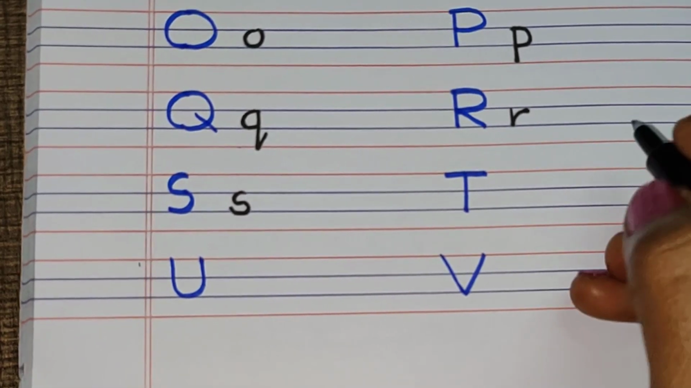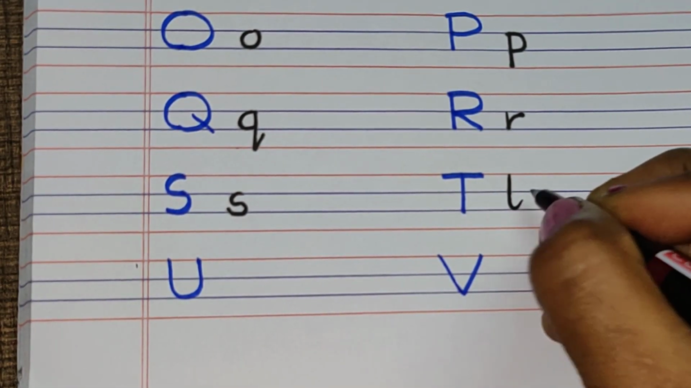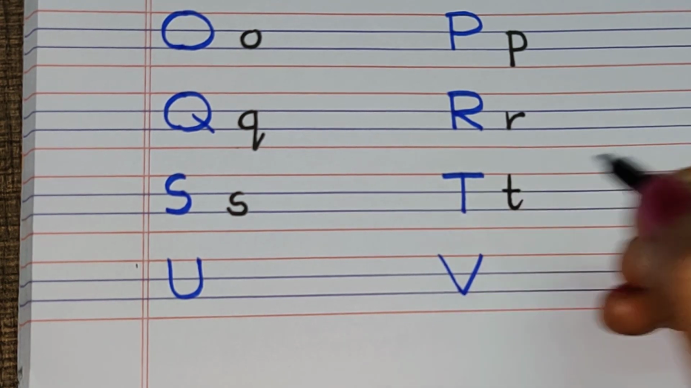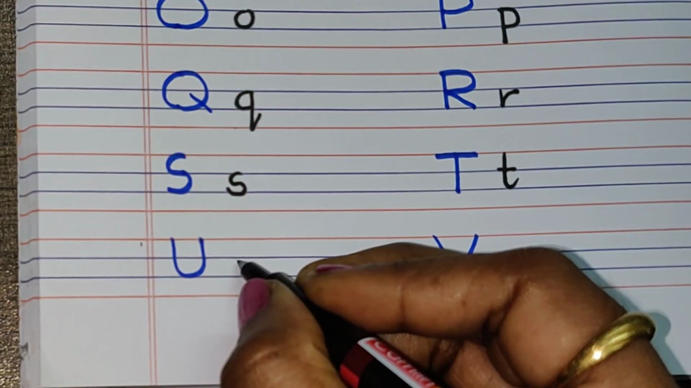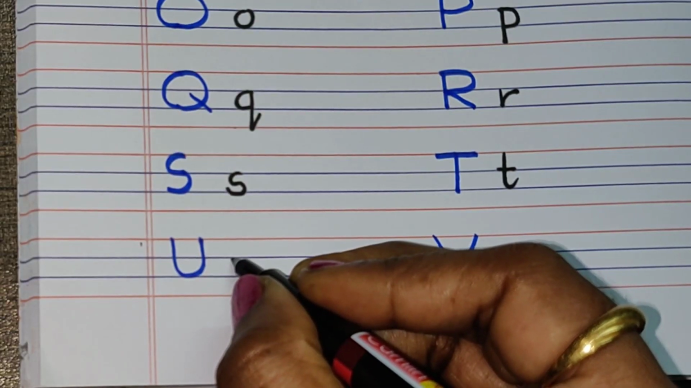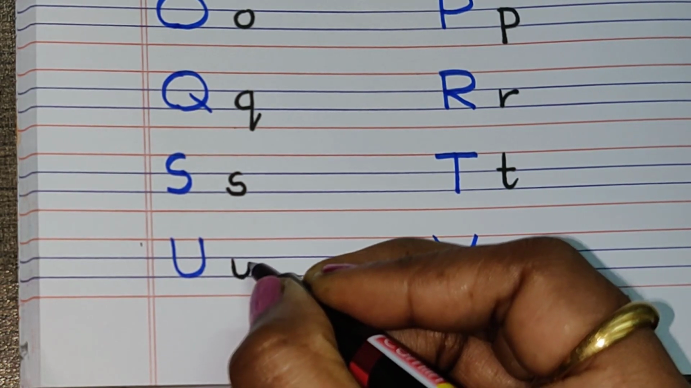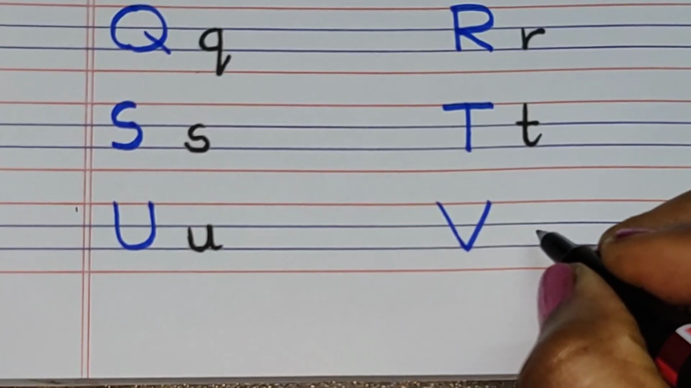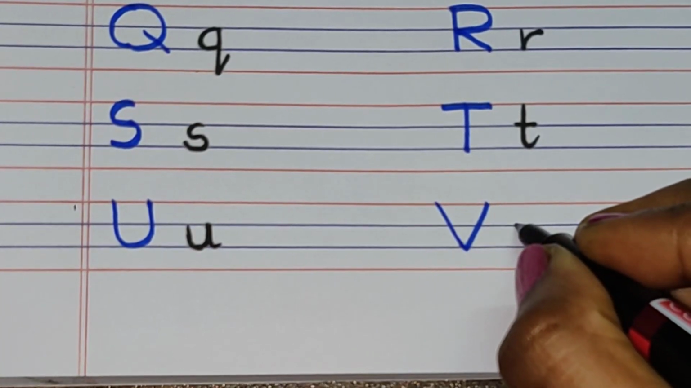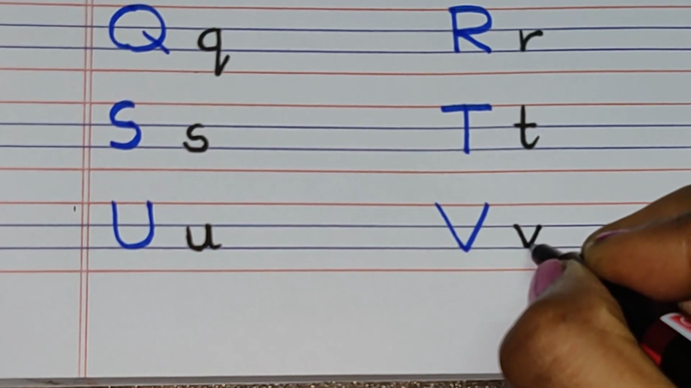Next moving on to T, a standing line followed by a small curve. In the middle of that line we are just drawing a small sleeping line, which makes T. So next is U. We have already done U. The same way we are going to write it in between the second and third line. That's it, very simple, U. Next is V. Same as capital letter V, we are going to write a small letter V in between the second and third line. That's it.